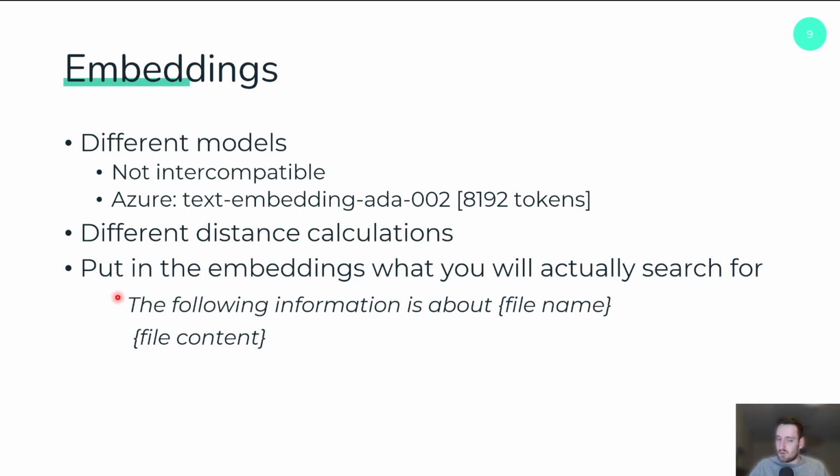So I always like to start the embeddings with something like this: the following information is about, and then here I add the file name, and then below it the file content, or it could be some metadata as well, depending on the case. But yeah, very important, always put in the embeddings what you will actually search for.